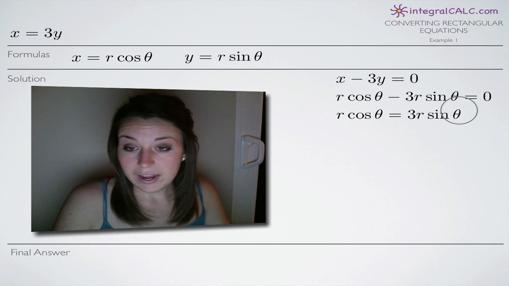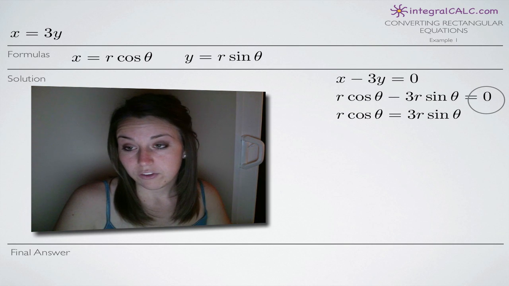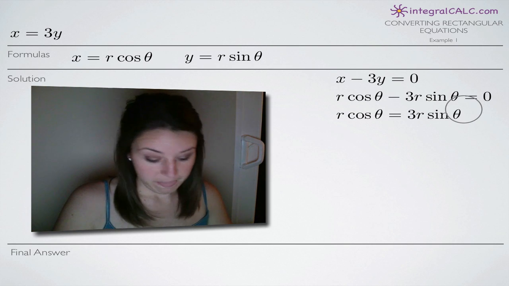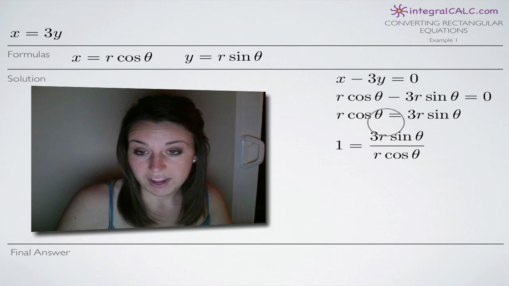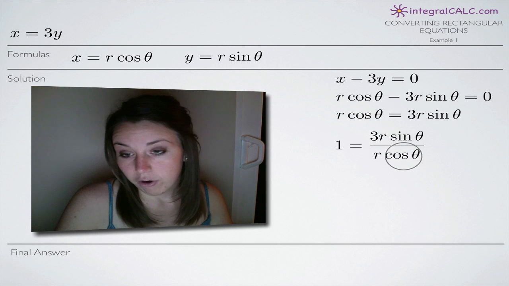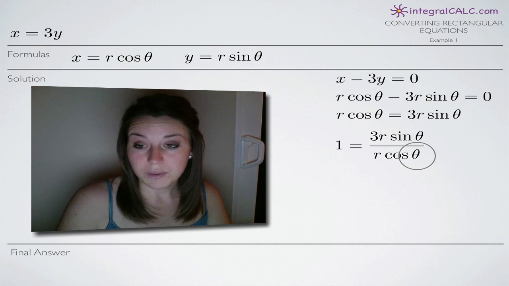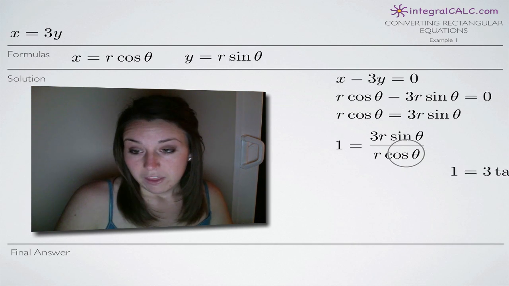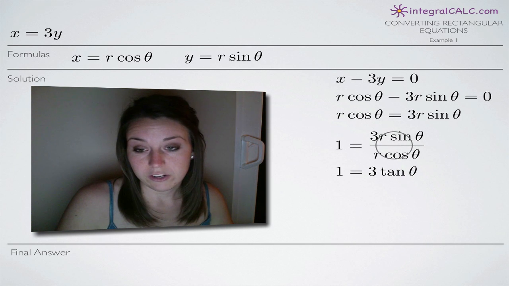So we'll go ahead and add 3r sine of theta to both sides, and then we will divide both sides by r cosine of theta. That will leave us with 1 on the left-hand side and r sine of theta over r cosine of theta on the right-hand side. The reason we're going to do that, and the reason it should jump out at you, is because sine divided by cosine is tangent. So that would obviously simplify our equation, which is what we're looking to do.